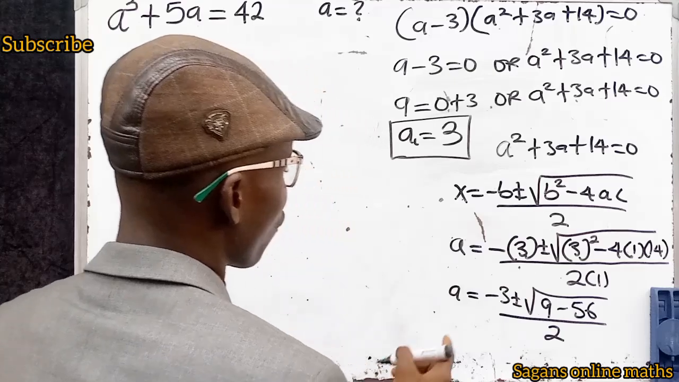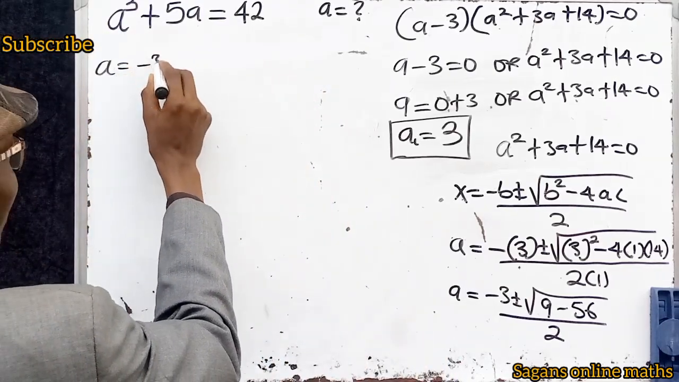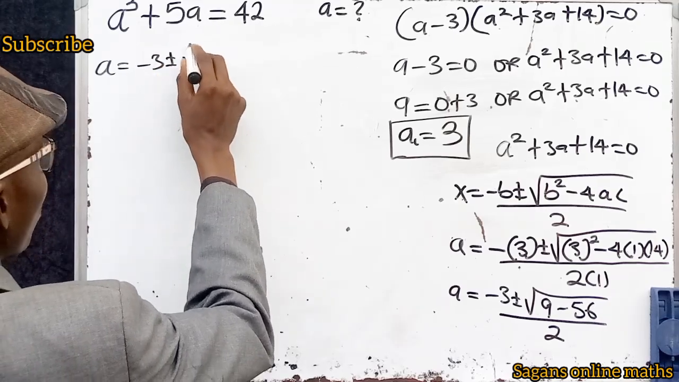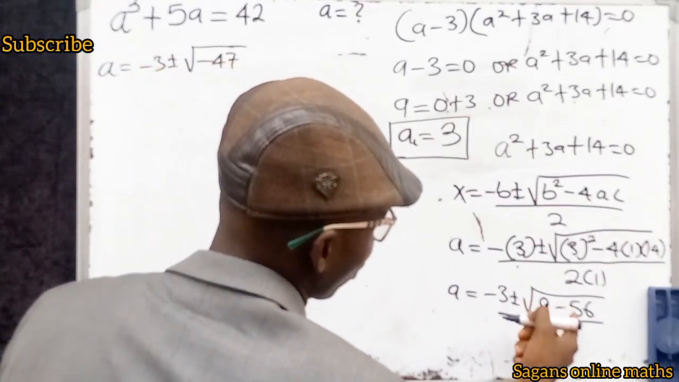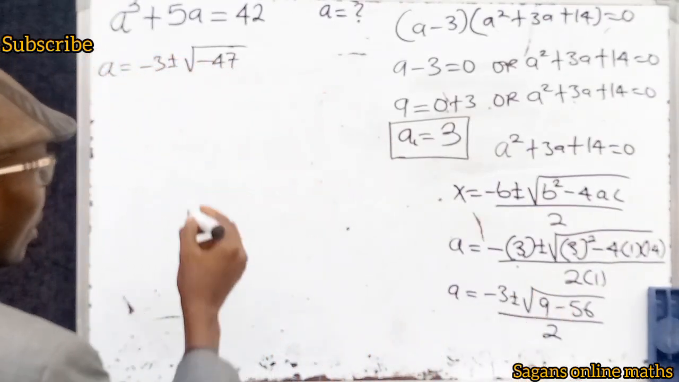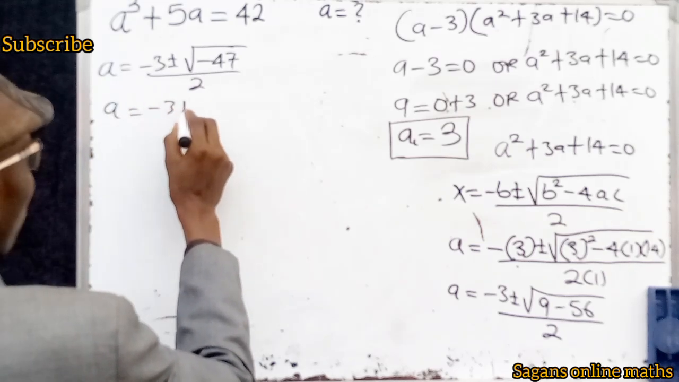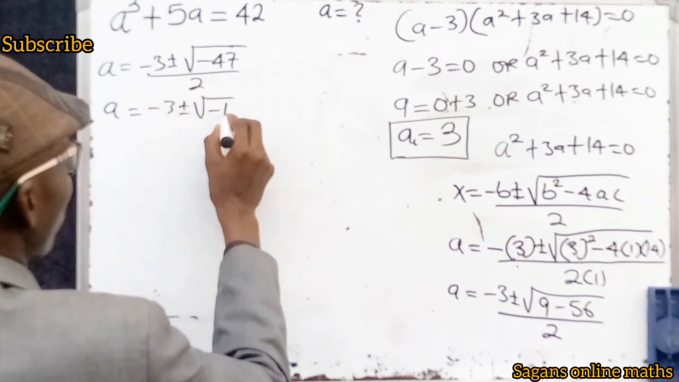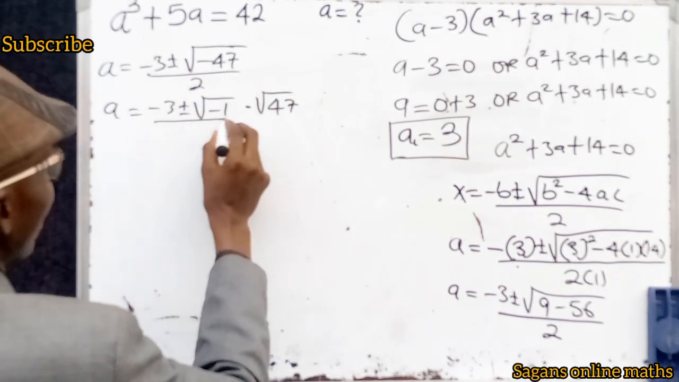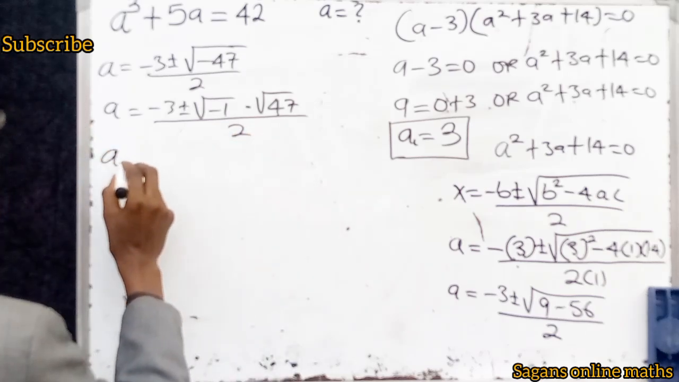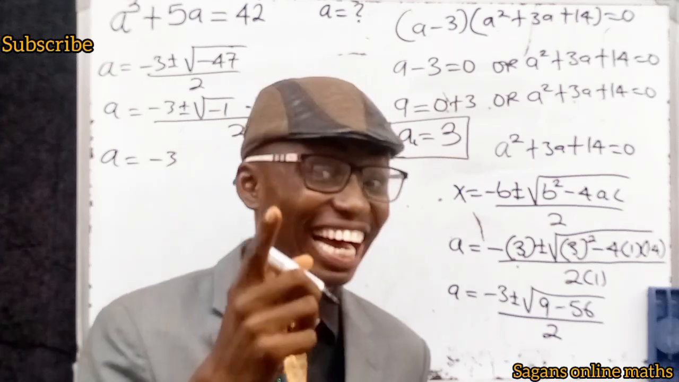Now from this, we want to have that our a is equal to minus 3 plus or minus the square root of minus 47, because 9 minus 56 will give us minus 47, divided by 2. It means that a is equal to minus 3 plus or minus the square root of minus 1 multiplied by the square root of 47, divided by 2. And remember that the square root of minus 1 is equal to the complex unit, which is i.